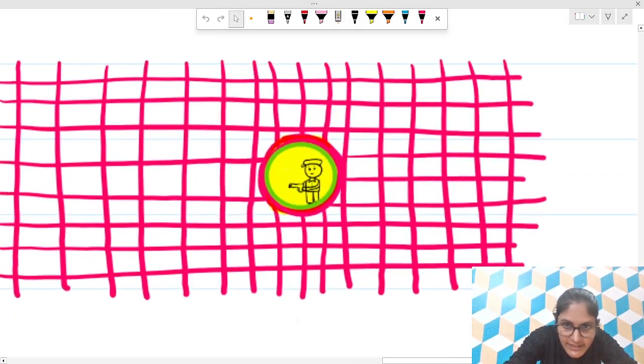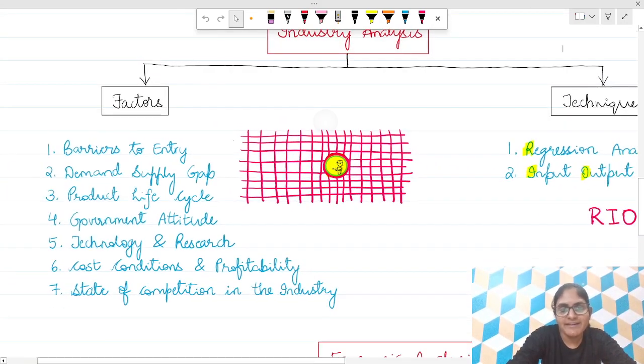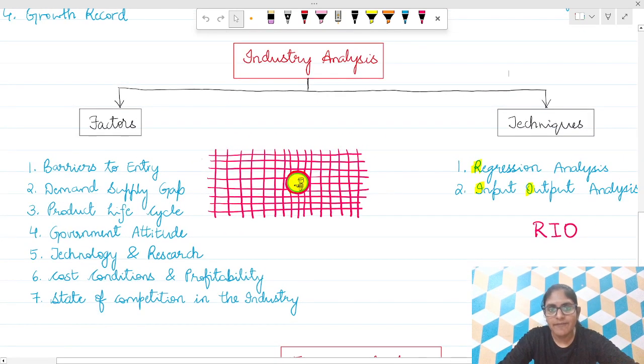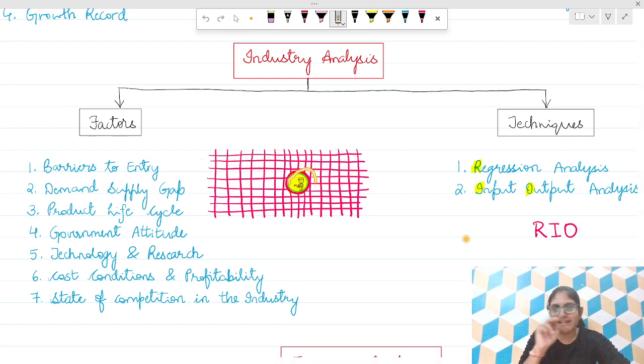Inside the gap, what you can see? Government. So it is government attitude. After government sees you, he'll ask you three questions, since you found the gaps: technology and research, cost and profitability, and competition. So what are the factors of industry analysis? Barriers to entry, demand supply gap, product life cycle, government attitude. He'll ask three questions: technology and research, cost and profitability, and state of competition in the industry.